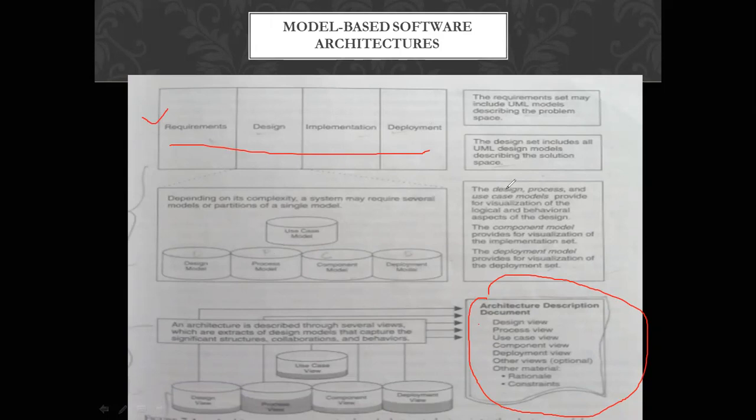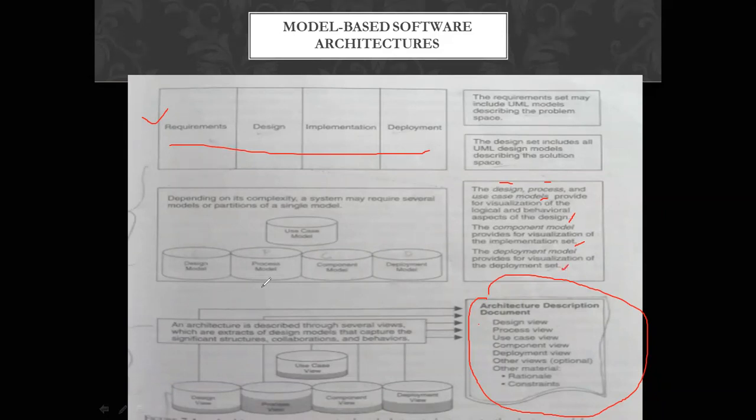And it is showing over here the design, process, and use case models. These views it is talking about. They give the visualization of the behavioral and technological aspects of the design. Component model, implementation set, visualization of implementation set. Deployment model, visualization of deployment set. So those sets you have to keep in your mind.